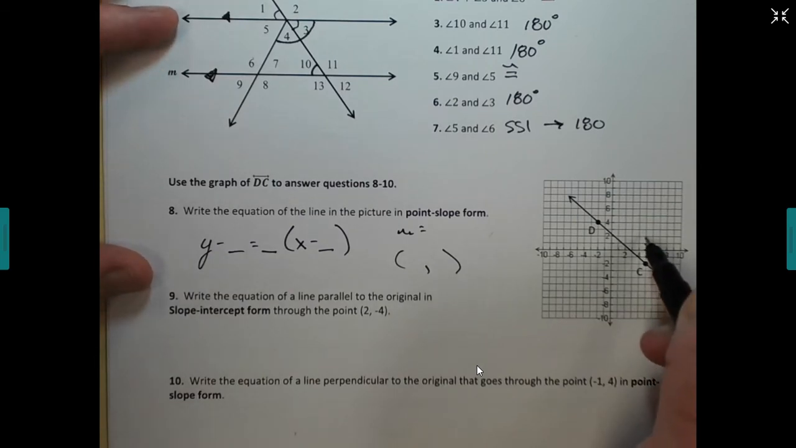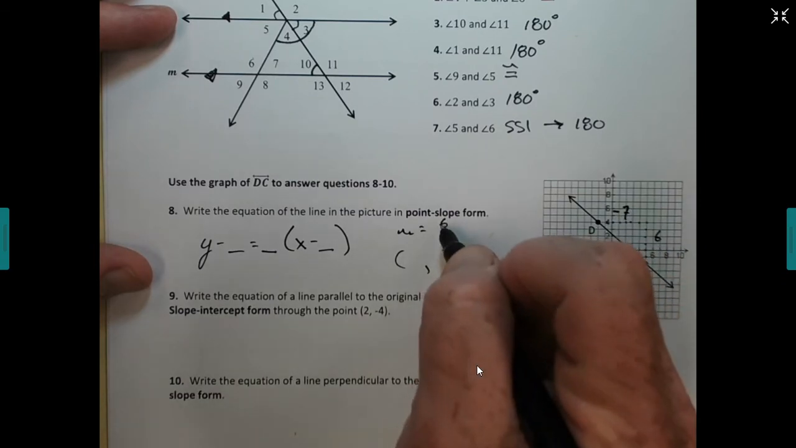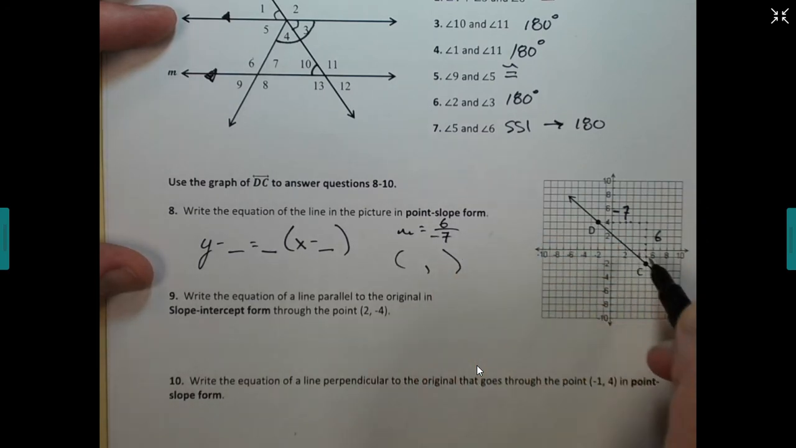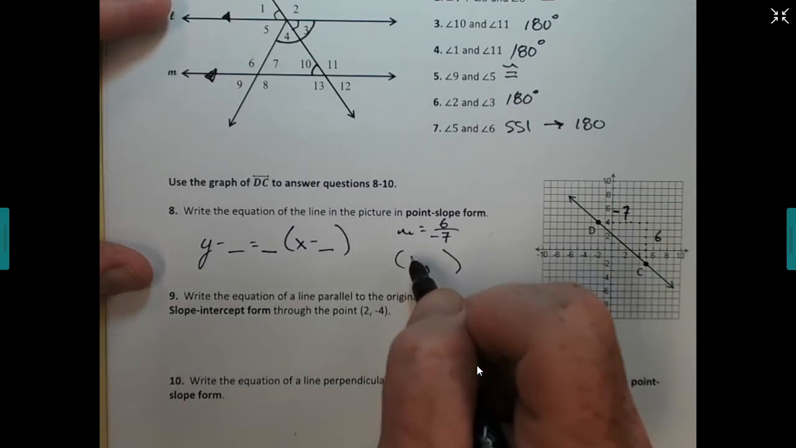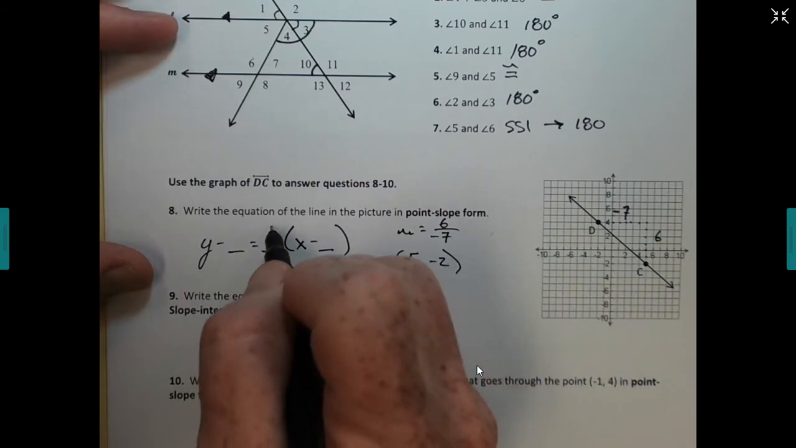1, 2, 3, 4. It's a rise of 6. 1, 2, 4, 5, 6. And a run to the left of 7. That means I have a rise of 6 and a run to the left of 7. Just need to choose a point. I'm going to choose point C, which is at 5, -2. All I got to do is plug everything in now.